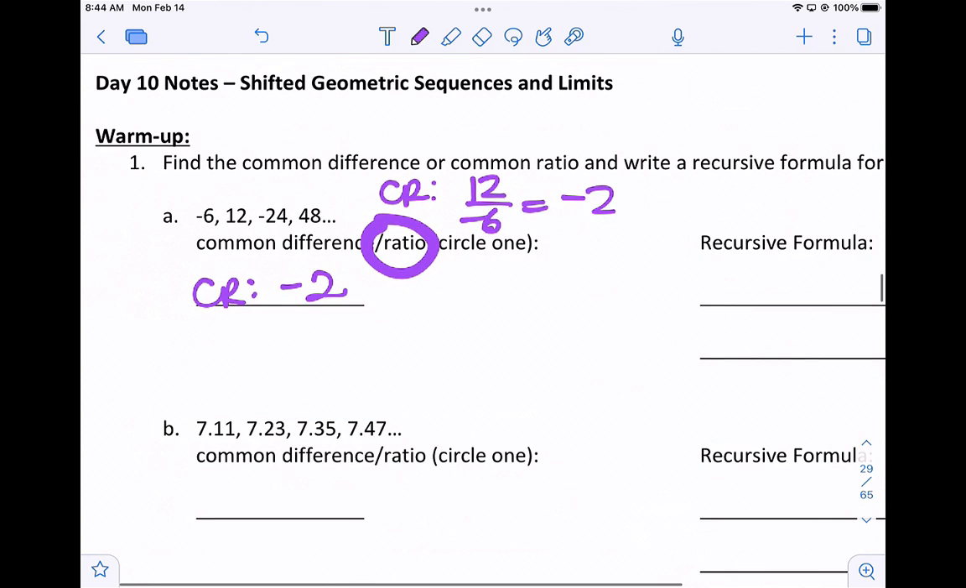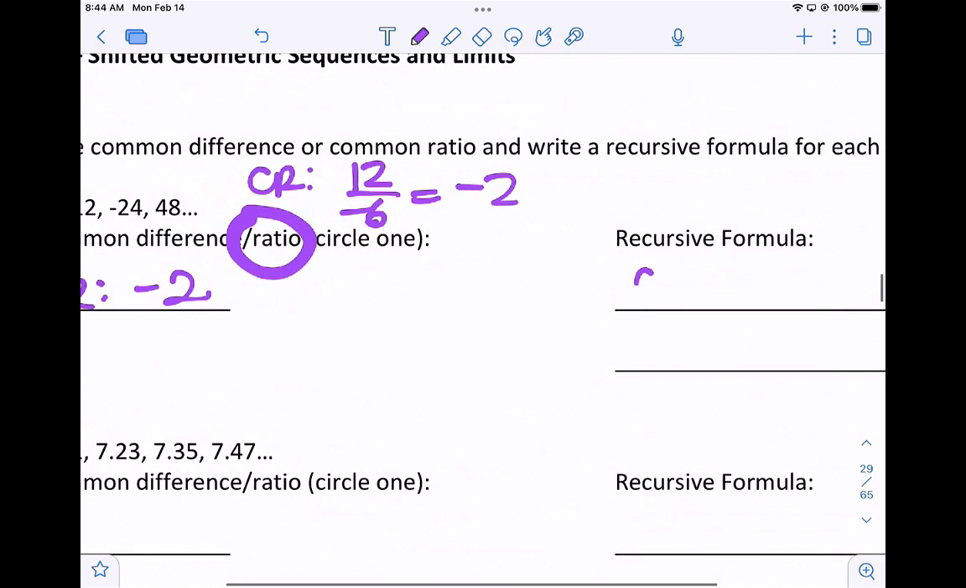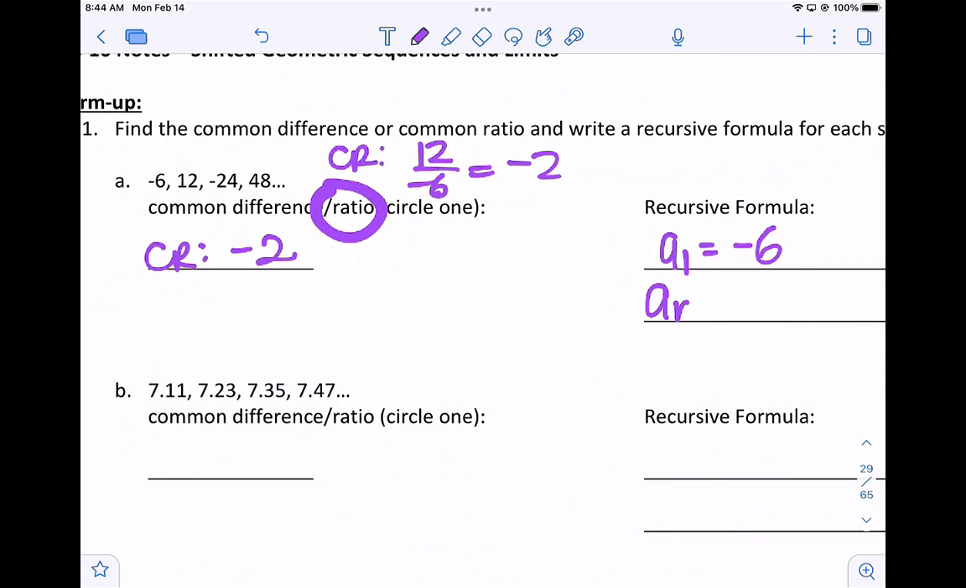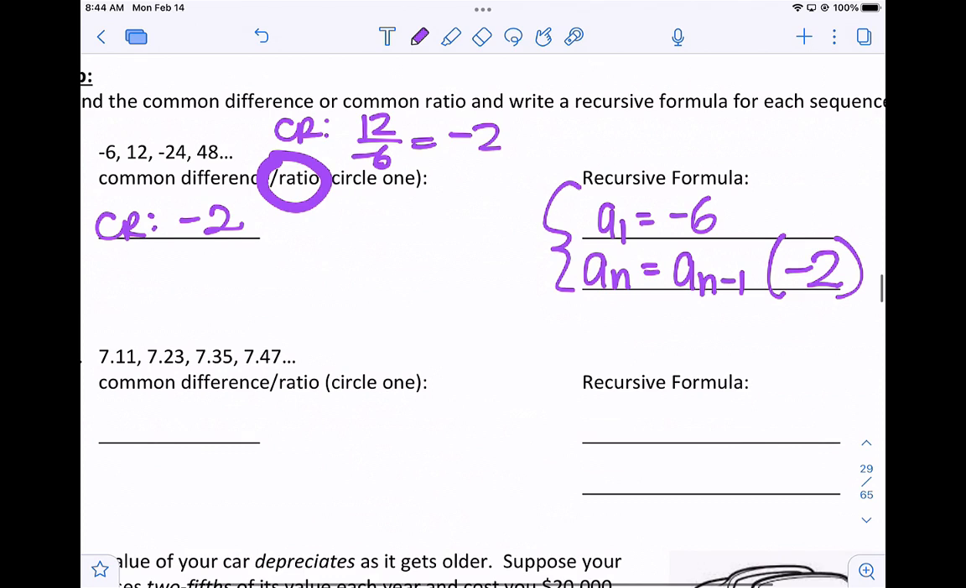So let's write the recursion. The first term, so you have to identify the first term so we have the same list of numbers, is negative 6. To find any term, you take the term before it and you multiply by negative 2. So you can write it like this. You can put the negative 2 in front of the a sub n minus 1, but that's the recursive formula. We can write the explicit formula as well.